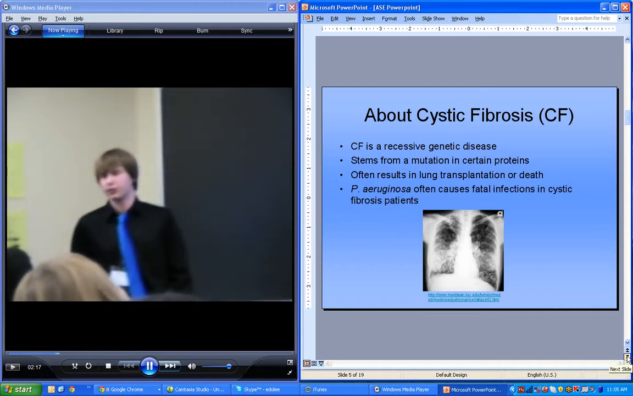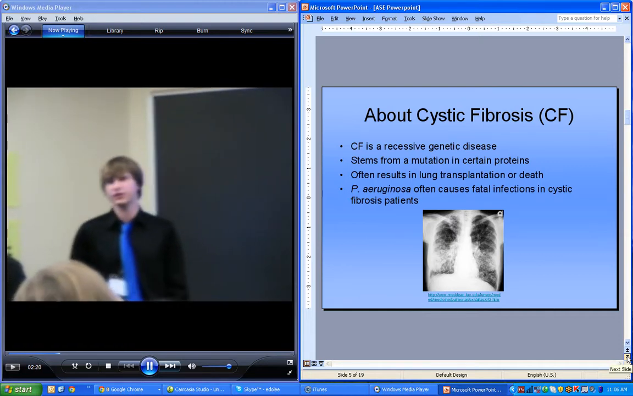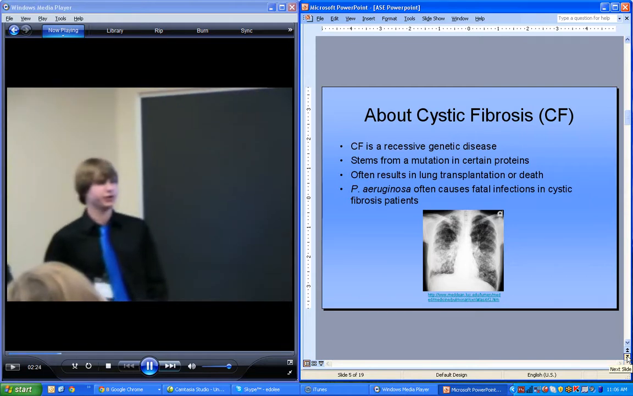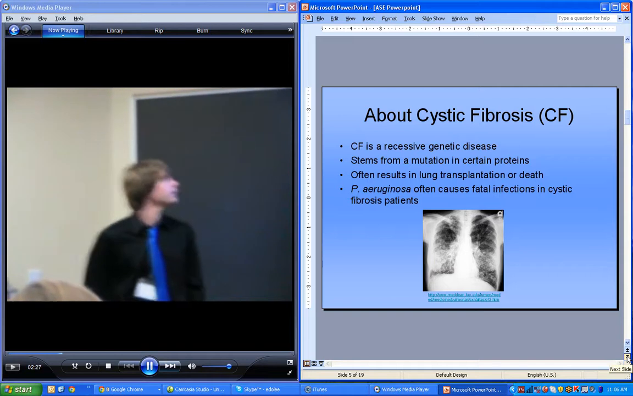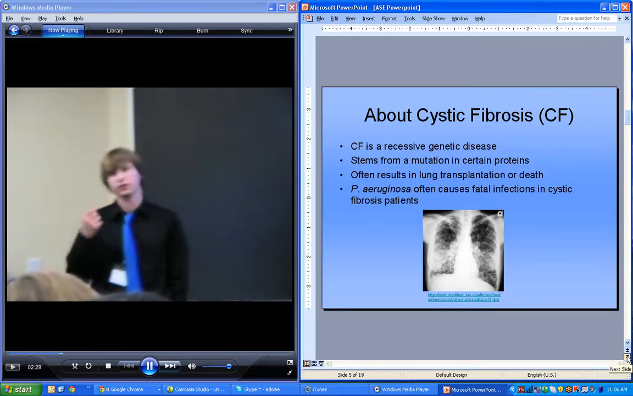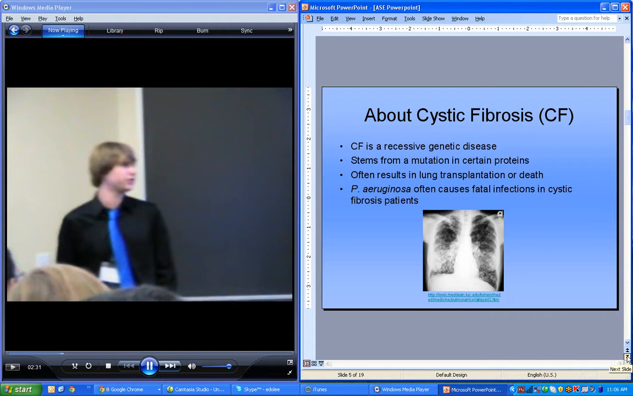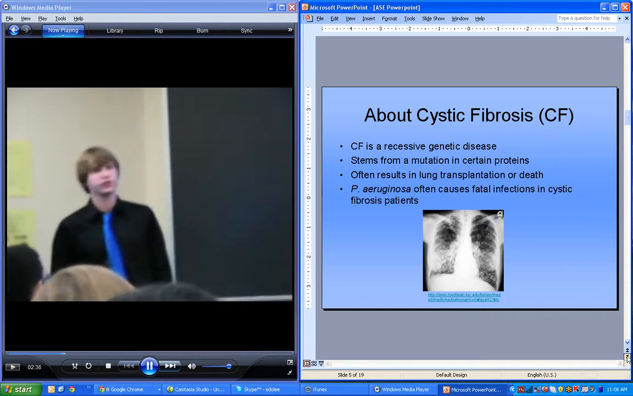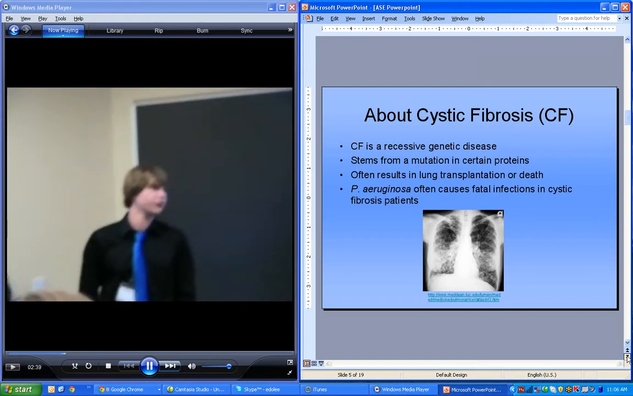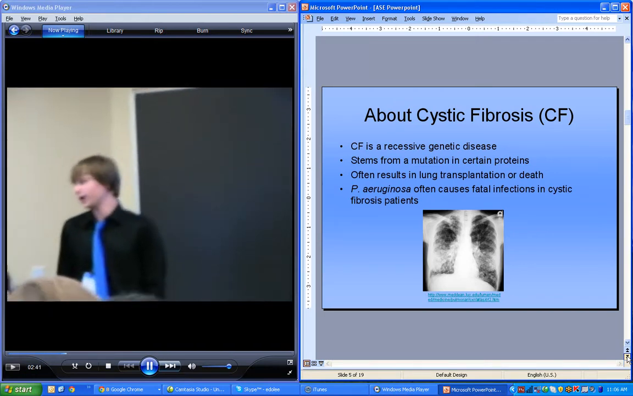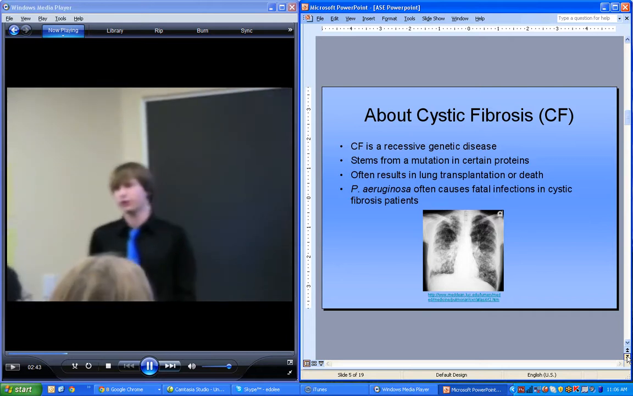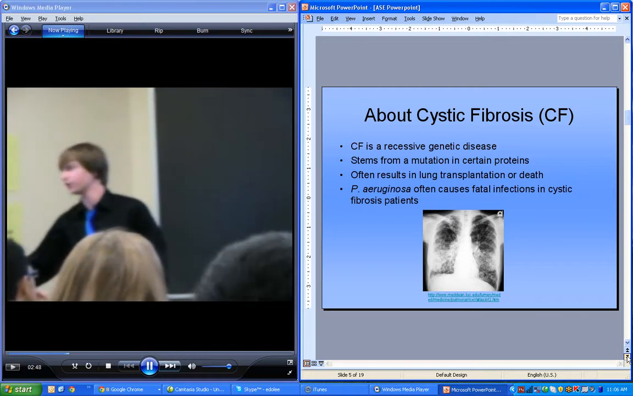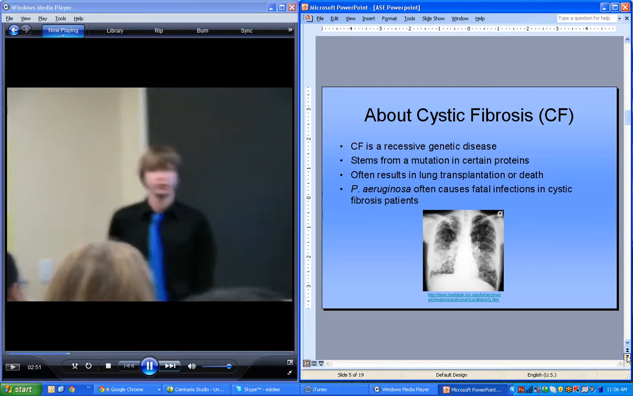And a little bit about cystic fibrosis. It's a recessive genetic disease, and it's caused by a mutation in important proteins that regulate the production of mucus and sweat. Most people have at least one working copy of this protein, but in people with cystic fibrosis, both of the copies are mutated. And because cystic fibrosis is incurable, it often results in lung transplantation or death for the patient. Pseudomonas aeruginosa is related to cystic fibrosis in that it causes fatal infections, which are very difficult to get rid of once they've been established for a long period of time.